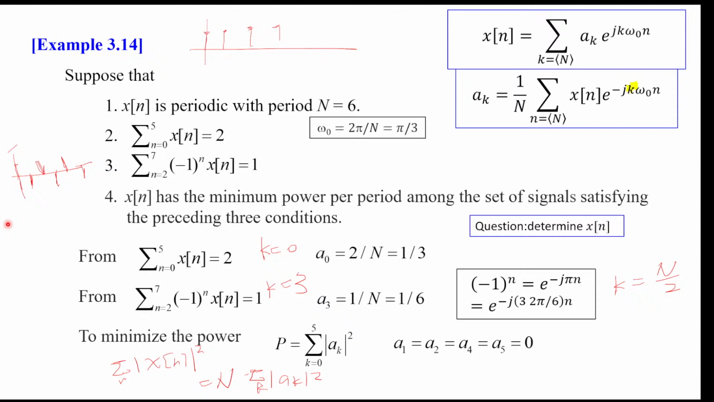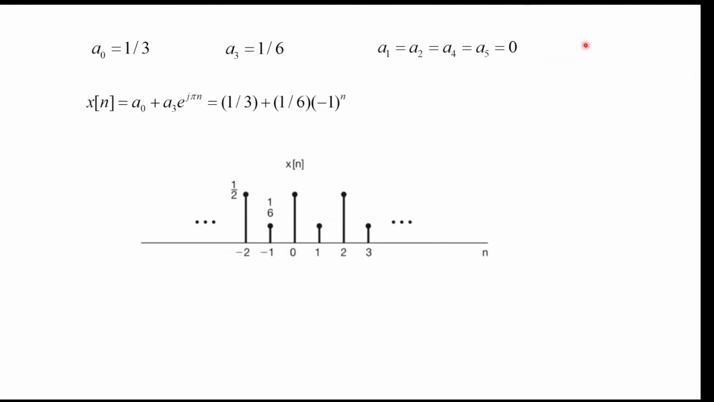And yeah, so we still have freedom in choosing a1, a2, a4, a5. And I guess another way to see this is when we choose all those things, and so we pick our a0, a3, and a1, a2, a4, a5, then we can still calculate our x of n. Okay, and the x of n will satisfy those two. Now we control our x of n from our synthesis equation as we can. So a0 equal to 1 over 3, a3 equal to 1 over 6, and all other things equal to 0.